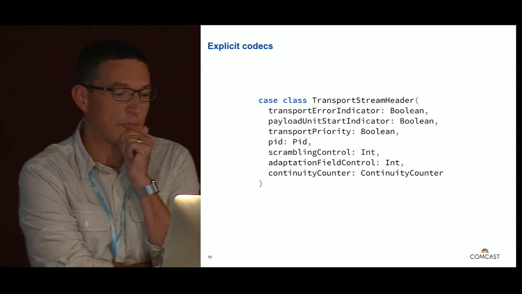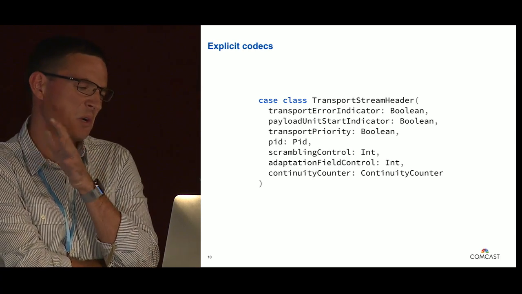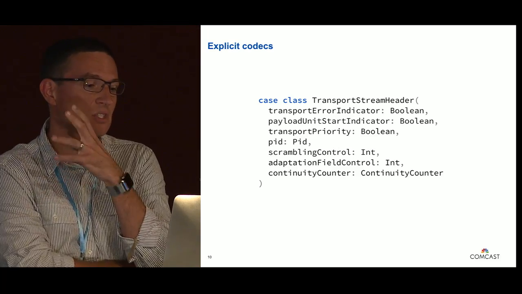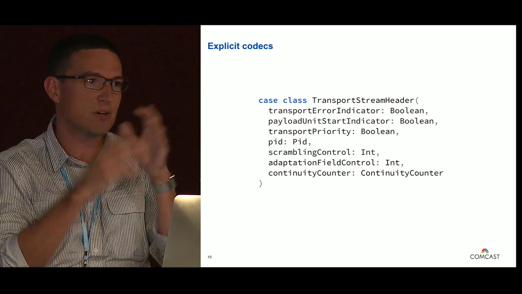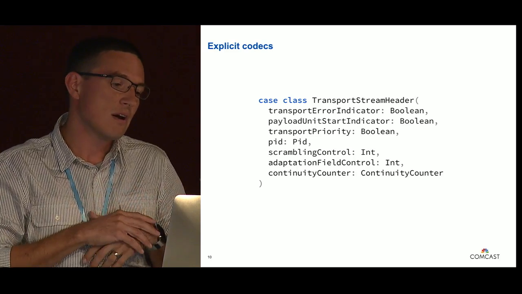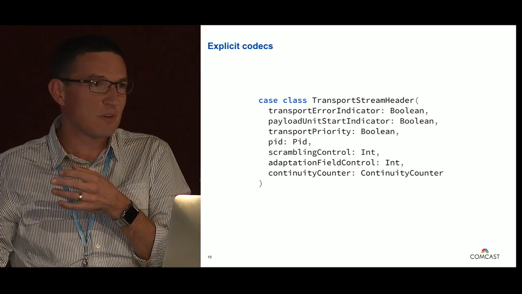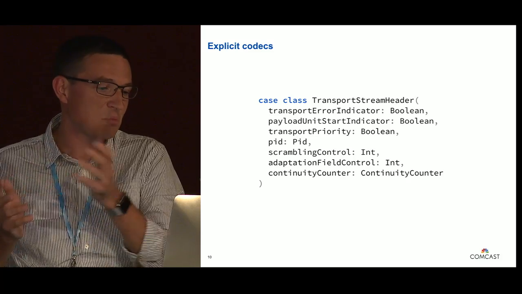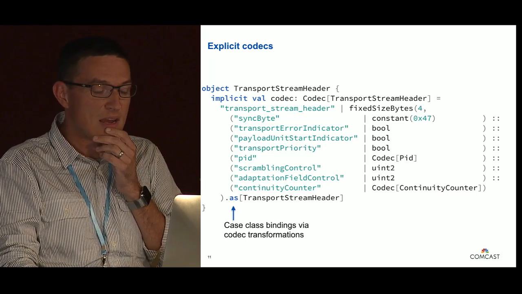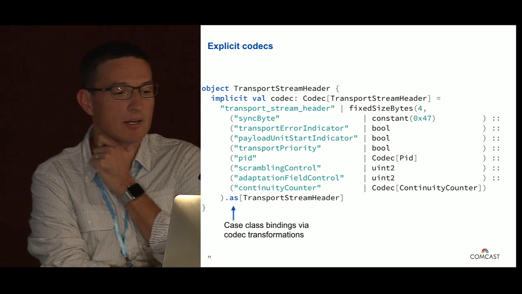OK, so this is more of a production type case class. Not quite, but the fields here aren't particularly important. This describes the beginning of an MPEG transport stream that's carrying one or more video programs. The point here is that there are three booleans, some specific data types that are part of this domain, this PID data type and a continuity counter data type, some other integer fields. And this is how this might look with Scodec.